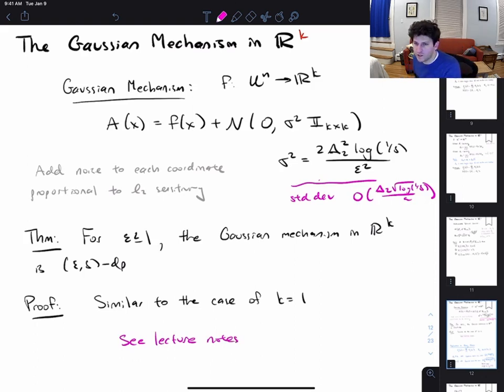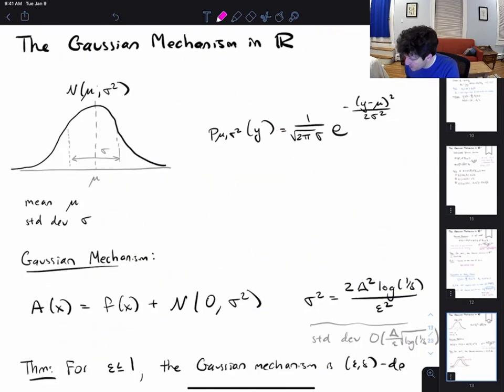So to summarize, adding Gaussian noise to each coordinate, or adding a multivariate Gaussian, allows us to add noise where for each coordinate the noise is scaled to the L2 sensitivity rather than the L1 sensitivity. And we said that the L2 sensitivity can often be much lower than the L1 sensitivity. So let's see an application that drives this point home.